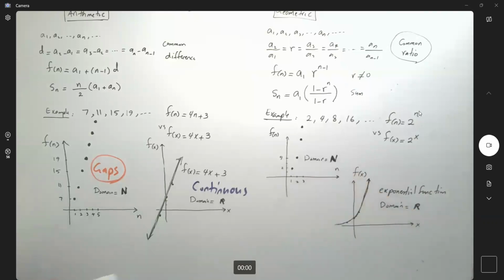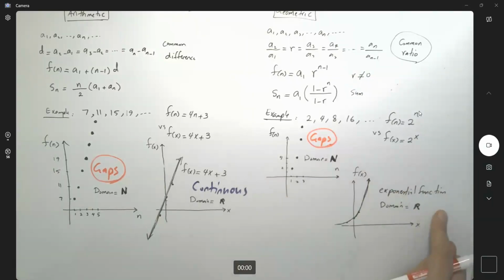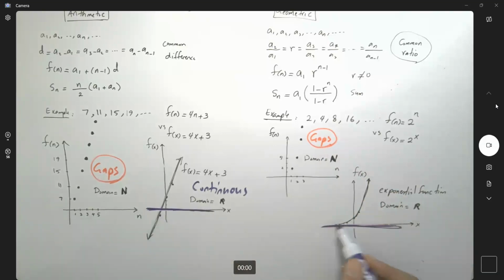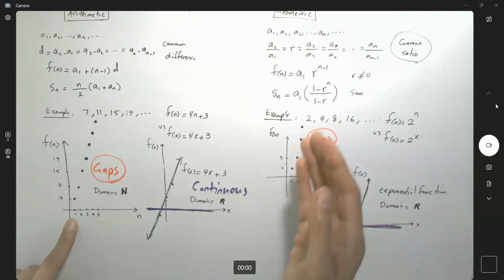There are gaps in between. These are discrete functions with gaps. But for the exponential function that you learned at the beginning of the course in algebra, the domain is R. If you look at the shadow on the x-axis, the shadow gives you all possible x values, R. But here, if I look at the shadow on the n-axis, natural numbers, you only have these dots, 1, 2, 3, 4, 5, and so on.